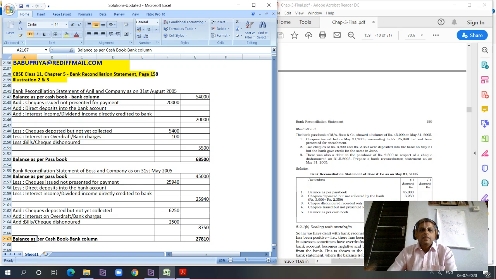In the next class, we'll continue with the unfavorable balance and also look into more examples. Okay, we'll try to solve the bank reconciliation chapter this week and then move into the rectification of errors from next week onwards.